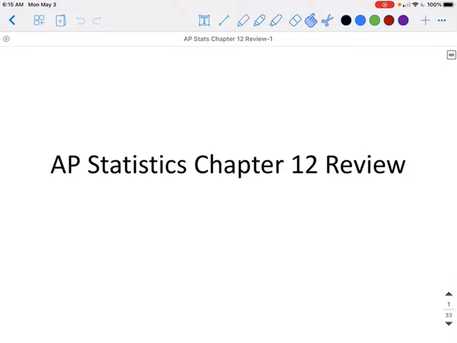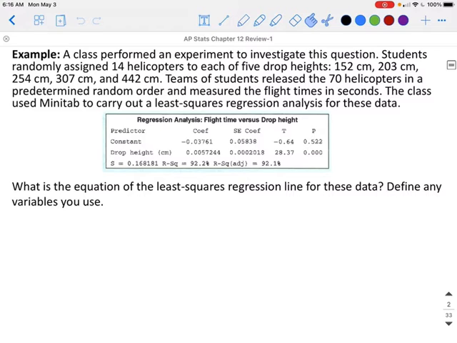This is the AP Statistics Chapter 12 review. A class performed an experiment to investigate this question.